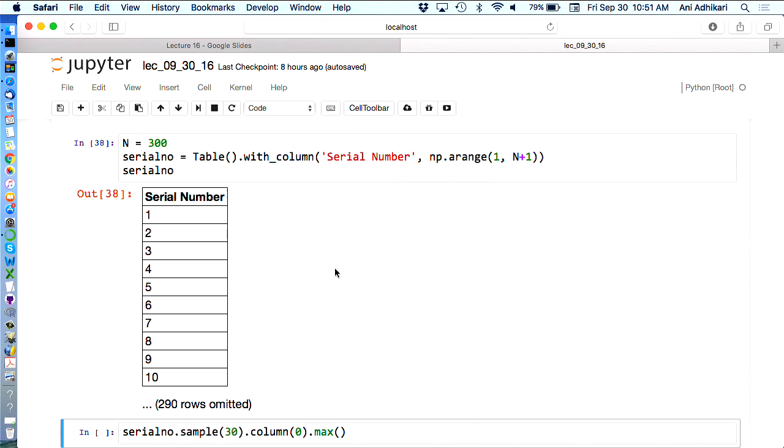So I want you to look at that last line of code. Serial number is that table there. After you've done dot sample 30, what object have you got? A table containing what? One column consisting of the serial numbers of the 30 planes that you observed. Yes? And your estimate is the max of those 30 numbers. So you have to extract those 30 numbers as an array, which you do with dot column, and then you take the max.